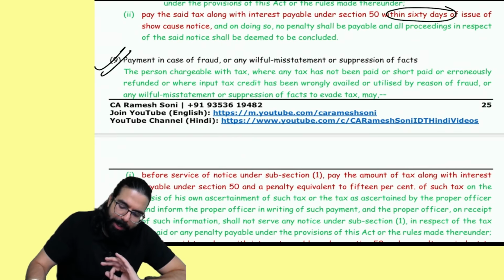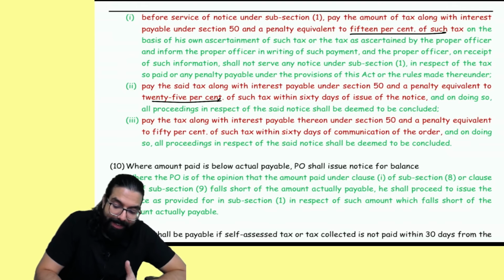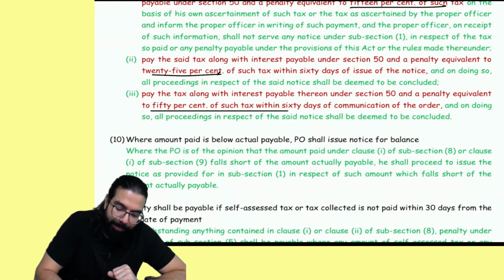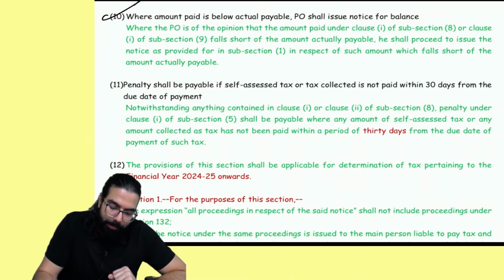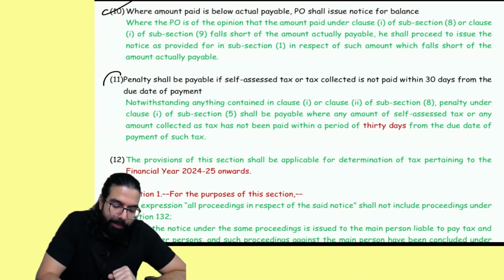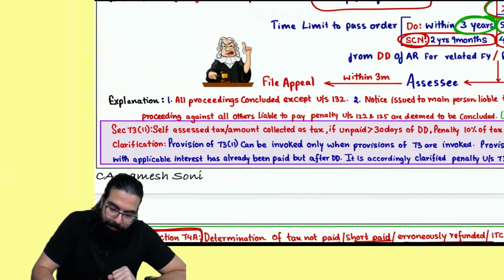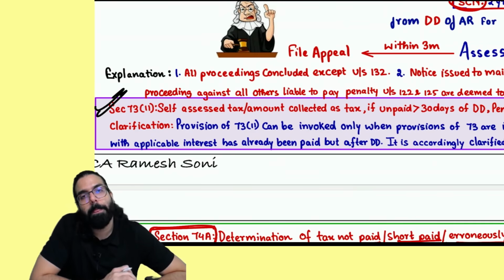In fraud cases, I've told you 15%. Then it is 25%, and if you make the payment within 60 days, then 50%. Okay, sir. And after that, it is 100%. There is nothing more here. This point which I had told you earlier was there, and this point is still there.